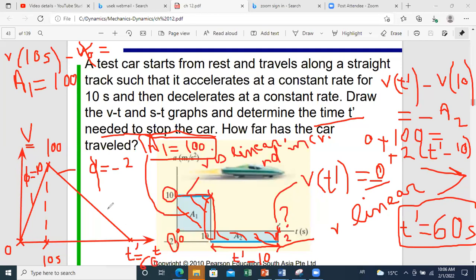And I am done with the graph of velocity. Now I know everything about my graph. T prime is known, and the values of velocities at the beginning and end of each phase are known.